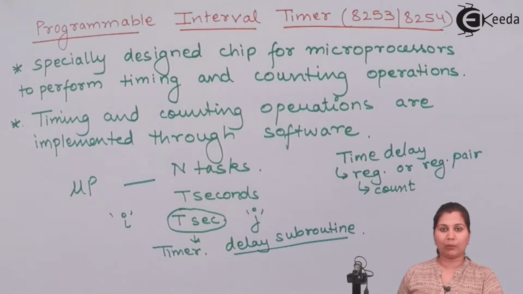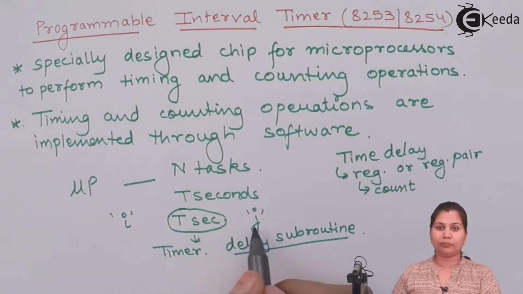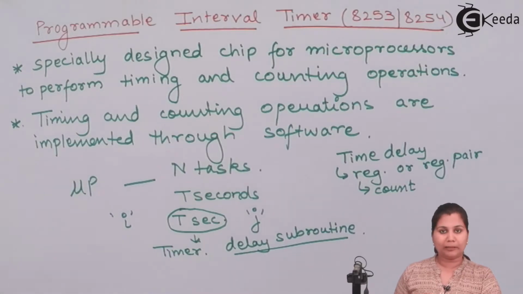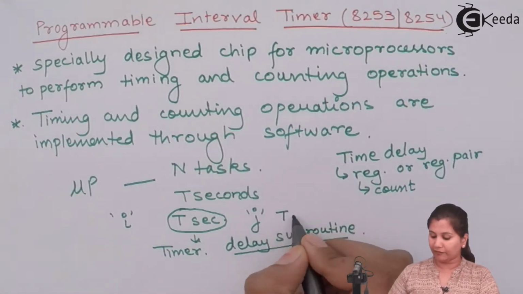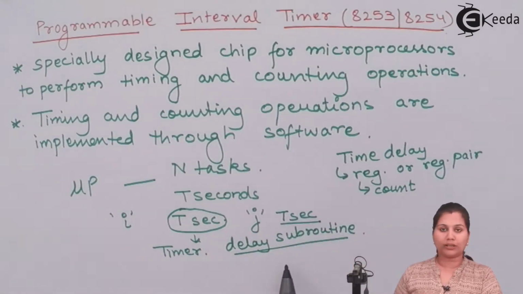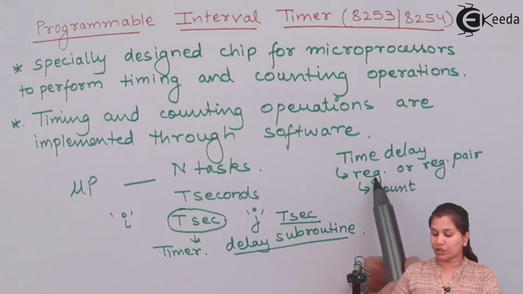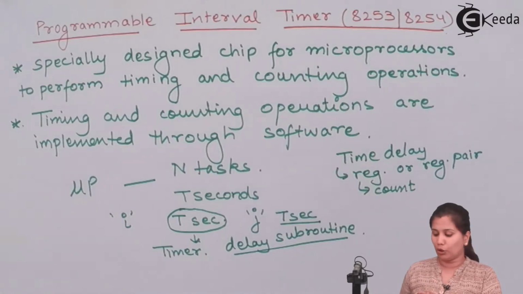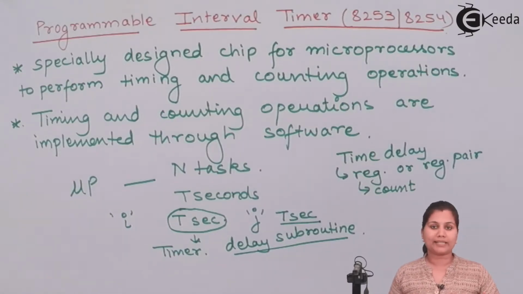When the count is 0, then it is going to perform the j task, and then the j task will be completed. After the completion of the j task, it will again have a delay of t seconds. So again it is going to call the subroutine. It will initialize the register or the register pair with the count. It will decrement the count until it becomes 0. So this has become a complex task.